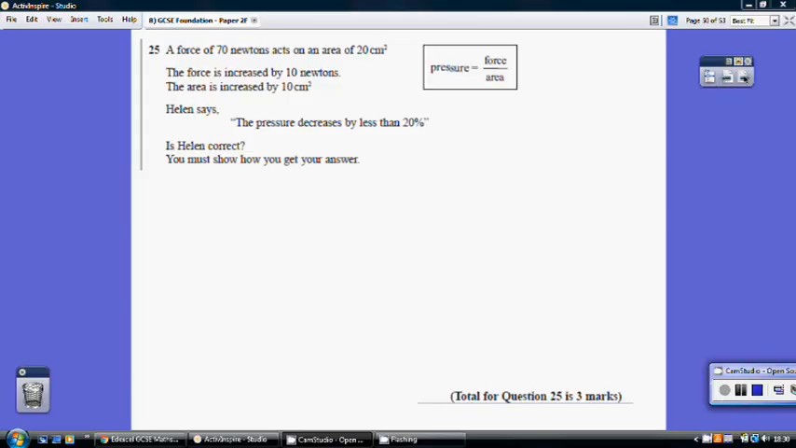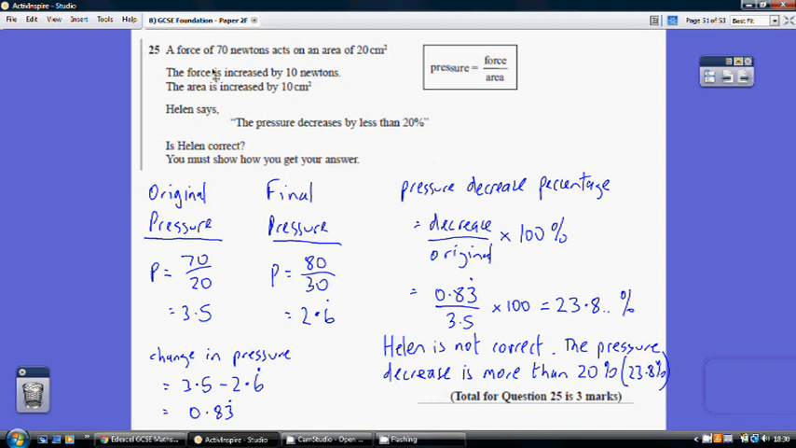Question 25. So let's start off by working out the original pressure. So when the force is 70 and the area is 20, we get a pressure of force divided by area, 70 over 20, which is 3.5. Now we're told that the force is increased by 10 newtons, so the force goes from 70 up by 10 to 80 newtons, and the area increases from 20 by 10 up to 30. So our new pressure is going to be 80 over 30, which is 2.6 recurring.